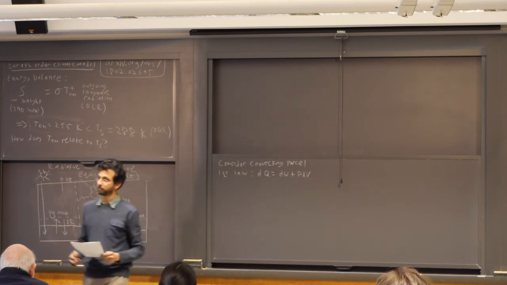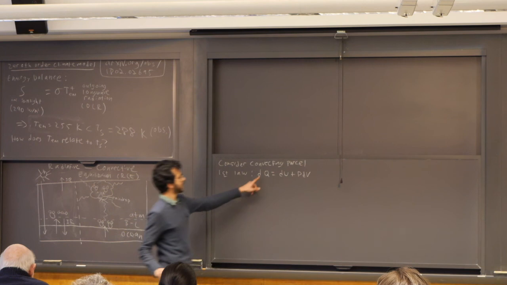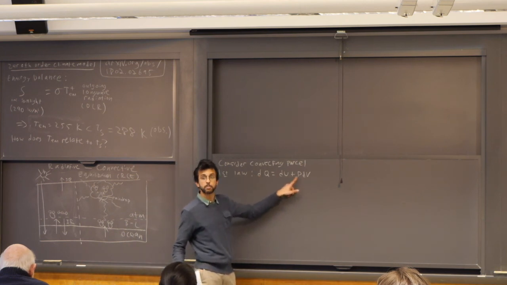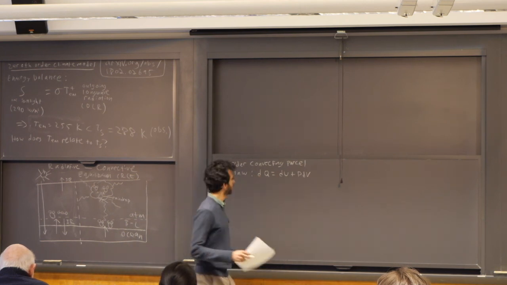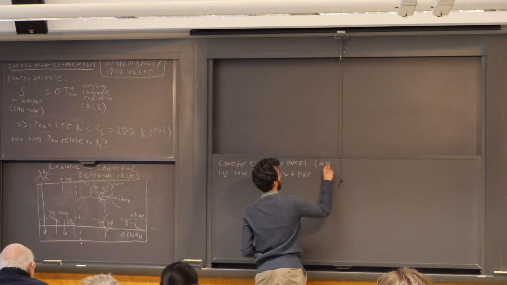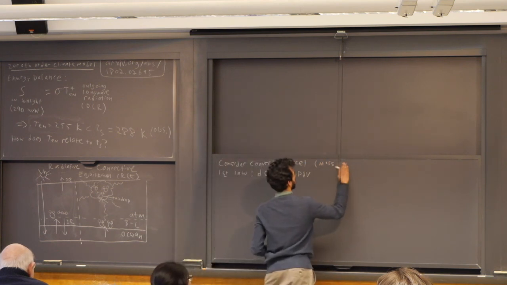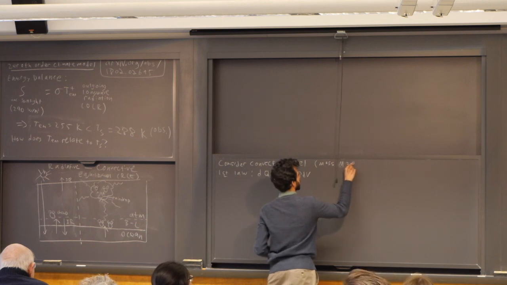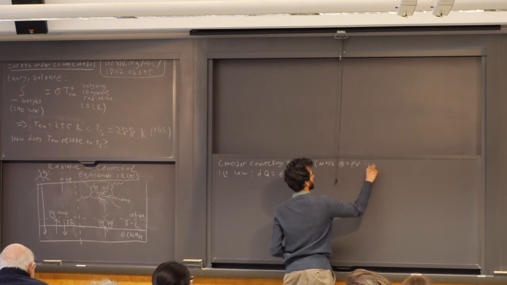So hopefully that's familiar. All right, so Q is the heat in or out, U is the parcel's internal energy, P is the pressure, V is the volume. And by the way, I'm assuming that the mass of the parcel, m, which is just the density times the volume, is conserved.